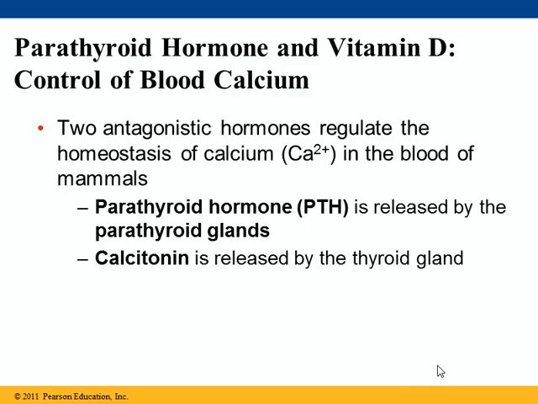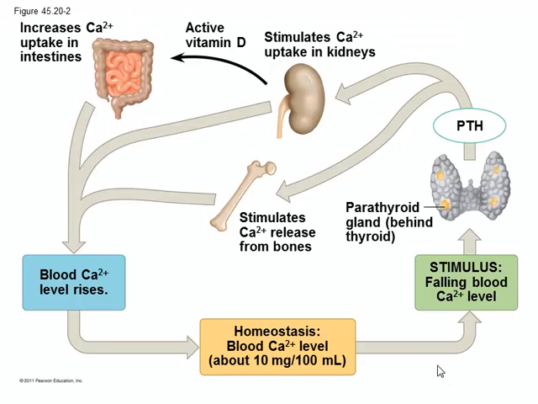Here's a neat one. Parathyroid hormone. Okay, para meaning near the thyroid, so it's kind of these little dots that are attached to the thyroid. Okay, your parathyroid glands release parathyroid hormone, and calcitonin is released by your thyroid.